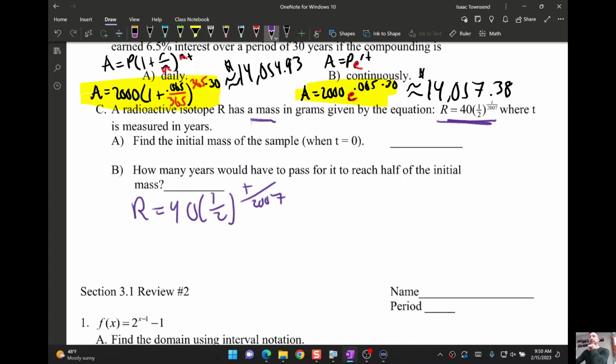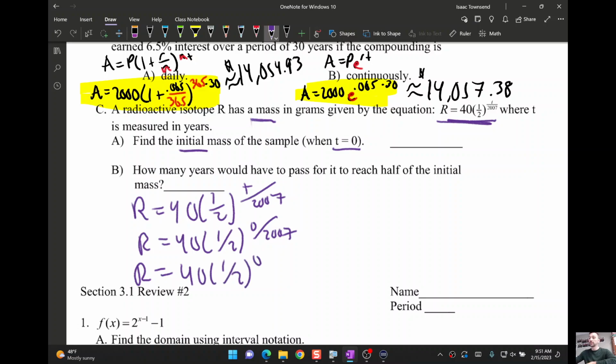So the first question is, how much mass did you start off with? Initial mass is when time equals 0. So if we plug in 0 for t, we can solve this because 0 divided by anything is 0. What's 1/2 to the 0 power? One more time. 1, because anything to the 0 power is 1. So you're starting off with 40 grams. When t is 0, the initial time, we can just plug that in and solve.